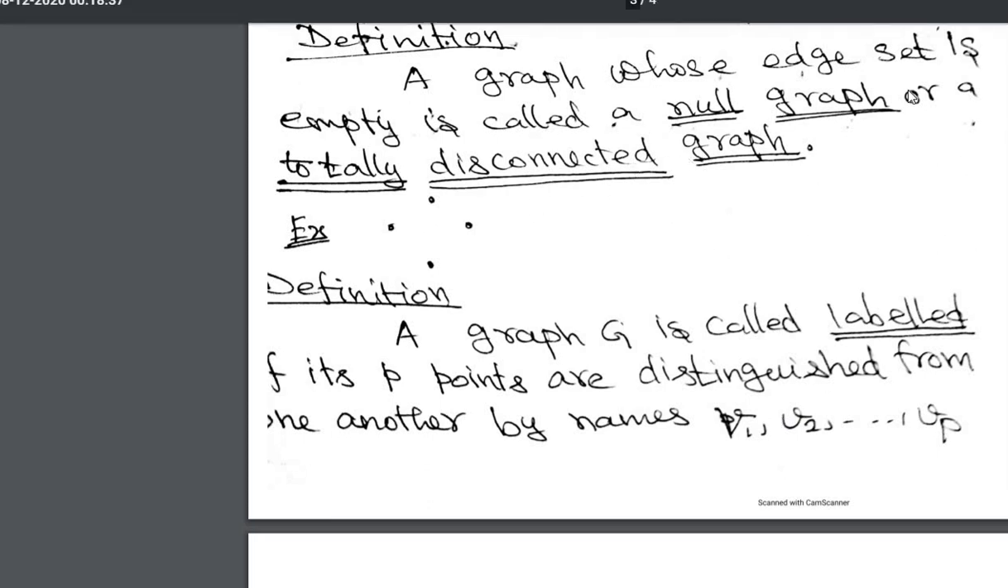A graph whose edge set is empty is called a null graph or a totally disconnected graph.